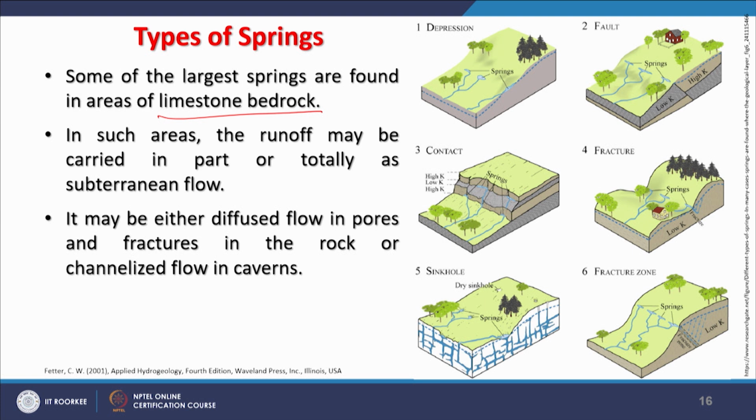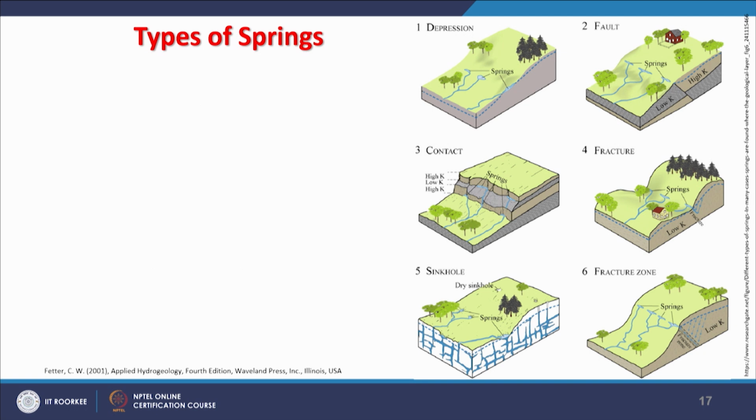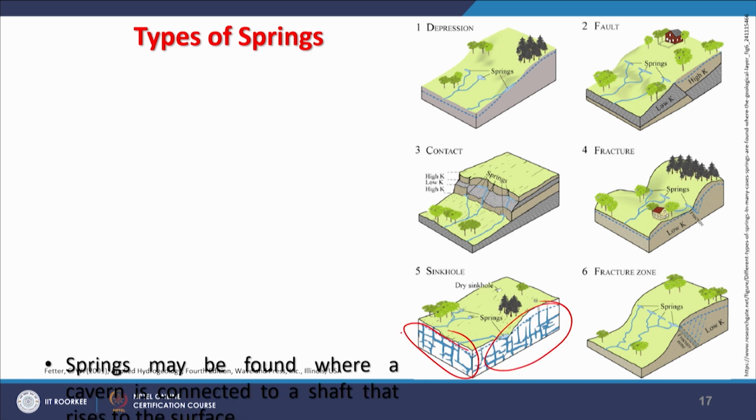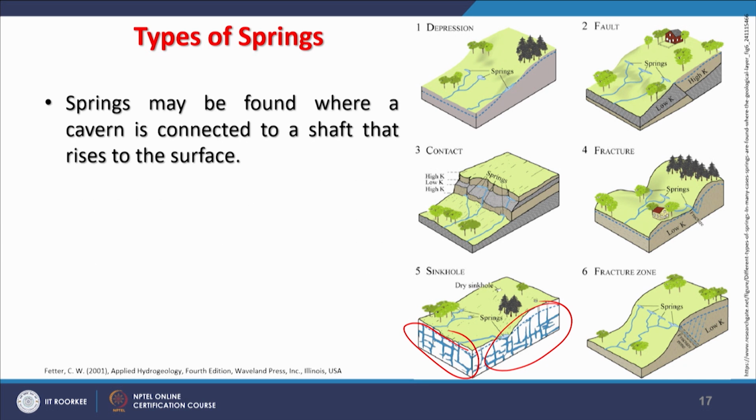So, because of limestone terrain the setup is completely different, and it may be either diffused flow in pores or fractures in the rock, or channelized flow in caverns. So, all kinds of flow, as you can see, and a lot of water may be stored in limestone or similar rocks like dolomites.